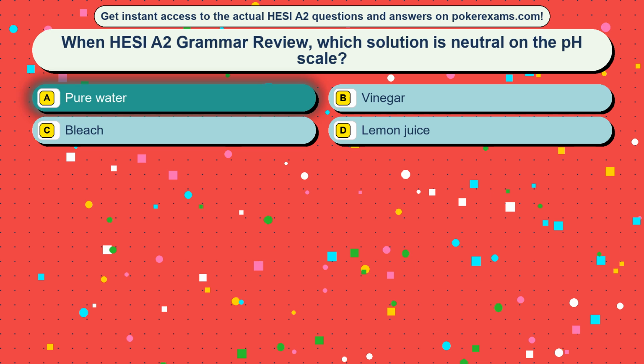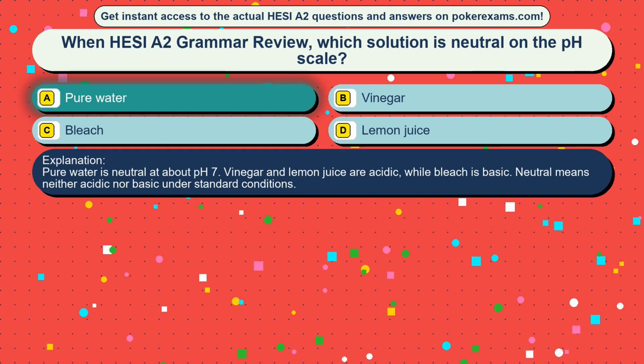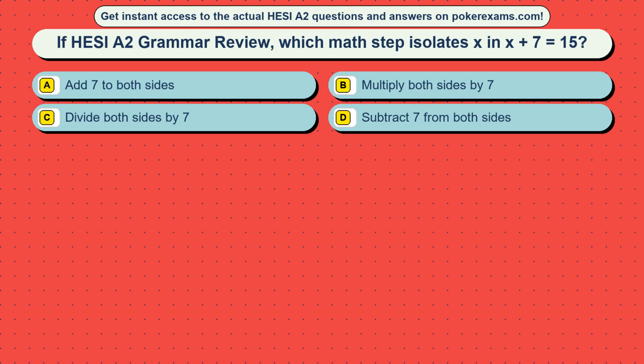The correct answer is option A, pure water. Pure water is neutral at about pH 7. Vinegar and lemon juice are acidic, while bleach is basic. Neutral means neither acidic nor basic under standard conditions. Question 10. If HESI A2 Grammar Review, which math step isolates x in x plus 7 equals 15?